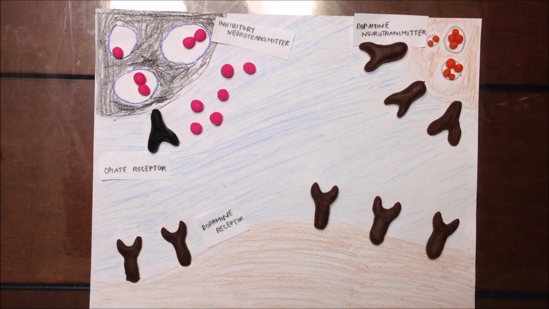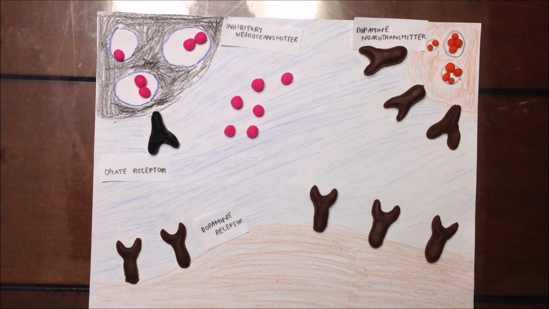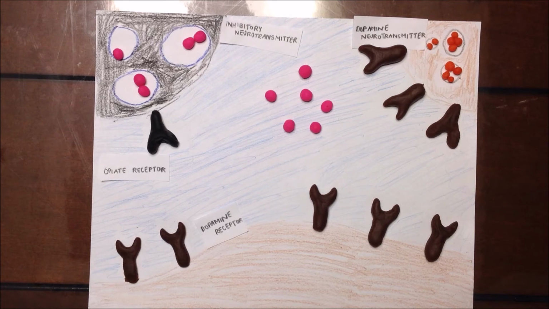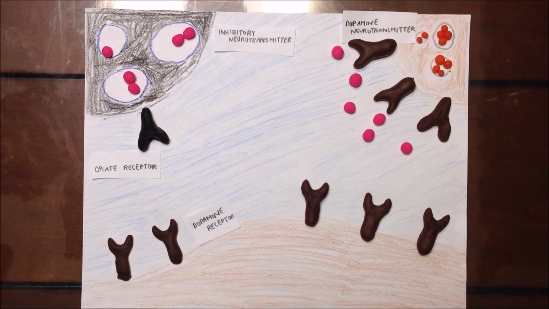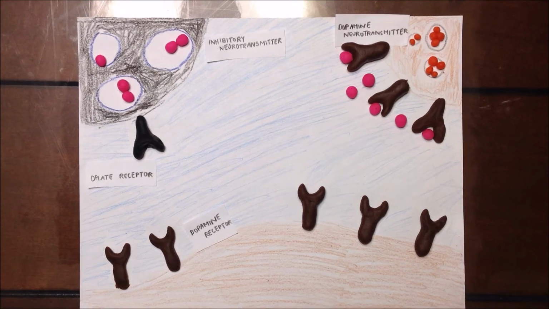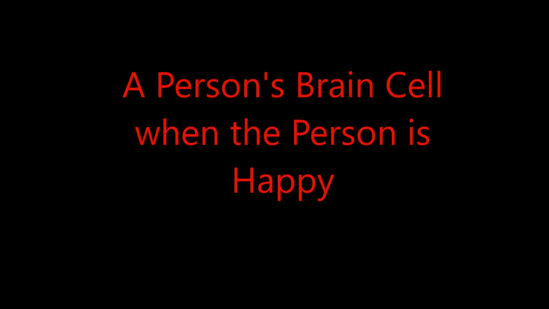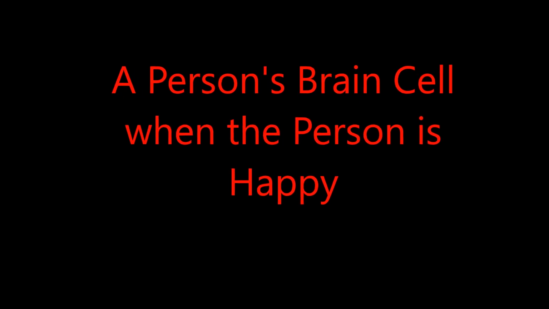The neuron that contains the inhibitory neurotransmitters releases them, and they bind with the receptors that block the release of dopamine neurotransmitters, which make you feel happy. And a person's brain cell, when they're happy, does the exact opposite of this.